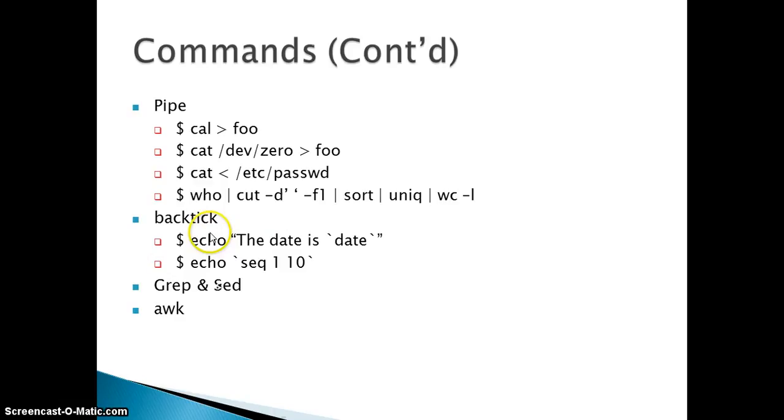We have something called backtick. Backtick will basically execute your command on the command line. For example, when you write a command like echo the date is `date` in your shell script, whatever command you give in backticks will be executed on your command line so that you get the output. We are also going to discuss the basic uses of grep, sed, and awk.